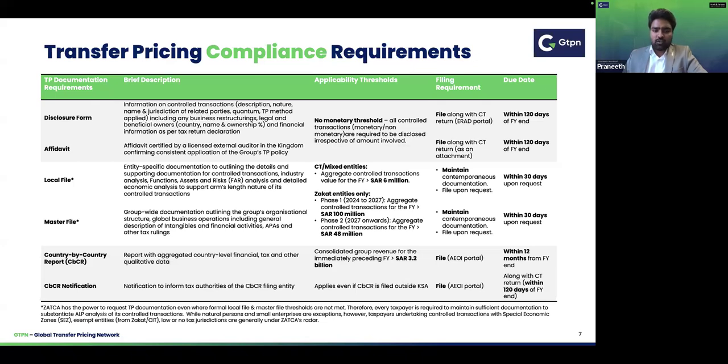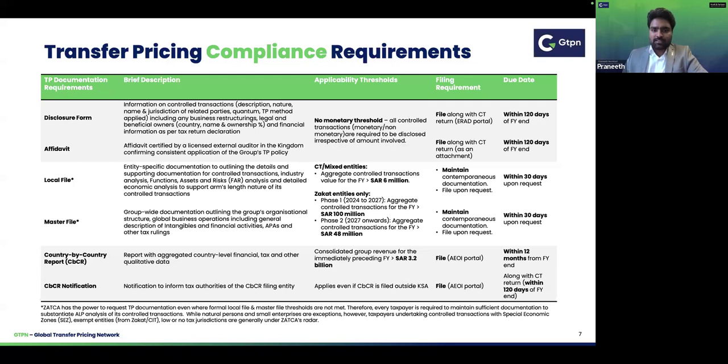And then the thresholds for it, we have to read along with the master file, because both local file and master file have the same threshold requirements. Before getting into the threshold criteria, let me give a brief of what the master file entails. Unlike a local file, which is entity-specific, the master file is group-wide documentation, wherein you have to give a big picture of the group business background, the organization and legal structure, along with high-level descriptions of the financial transactions, intangibles, and APA or tax rulings.